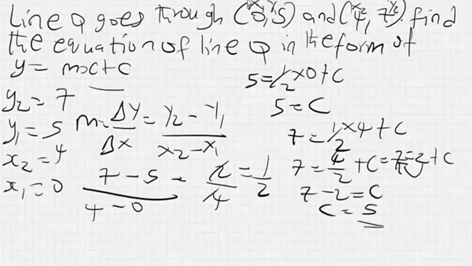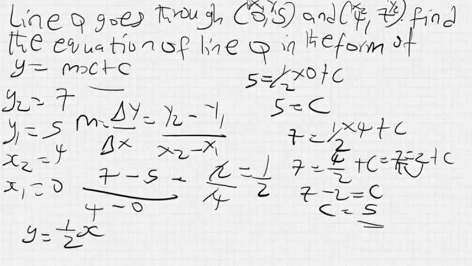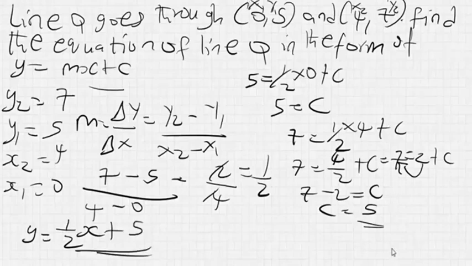So from these values we have now, the equation of line Q in the form of y equals mx plus c would be y equals, our slope is half, x plus our y-intercept, which is 5. So this will be the answer to this question. So basically, you can now deal with problems involving the straight line graph equation y equals mx plus c, and also find the equation of a straight line using a graph, and finally find the equation of a line through 2 points.